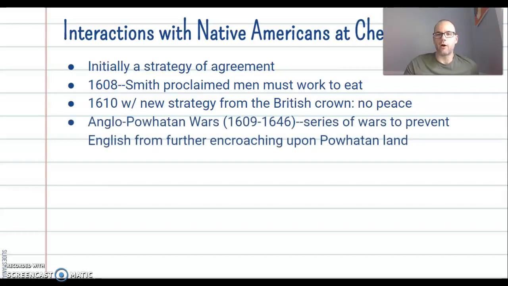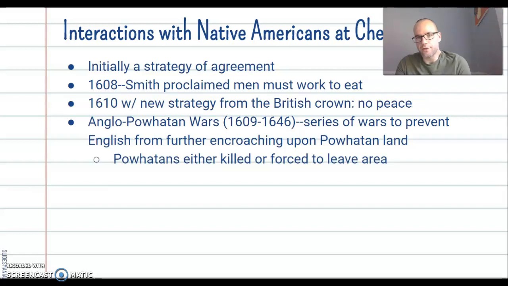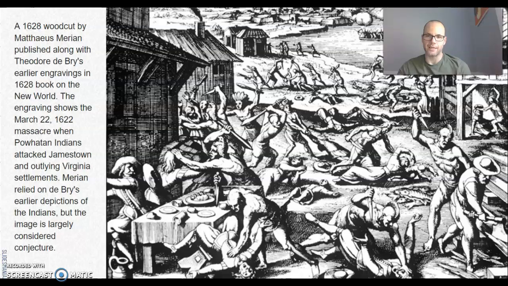So we see this Anglo-Powhatan Wars, which is just a series of wars fought between the Powhatan and the English to prevent the English from further spreading into their territory. Because that's what the English are doing, because guess what? That headright system pays a lot of money. So they want that land, okay? So the Powhatans are either killed or they're forced to just leave their area. But it changes the perceptions of how English look at Native Americans.